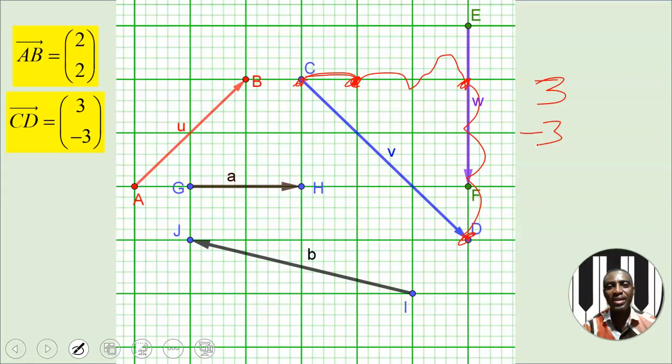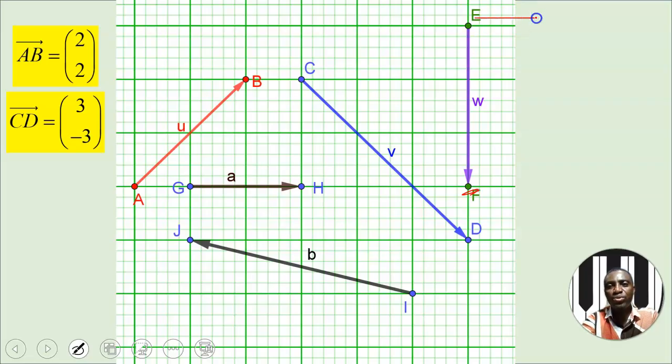Now let me do the last one, then I'll let you pause and do the remaining two. Let's do vector EF. I'm at E and I'm heading towards F. I can move right and I can move left to get to F. So I have to go straight downwards. That means on the x-axis, I'm getting 0.